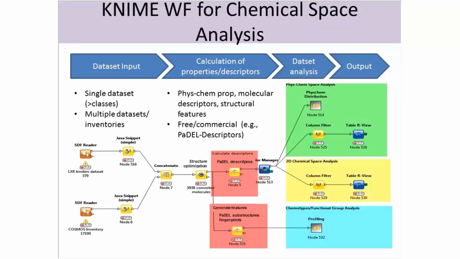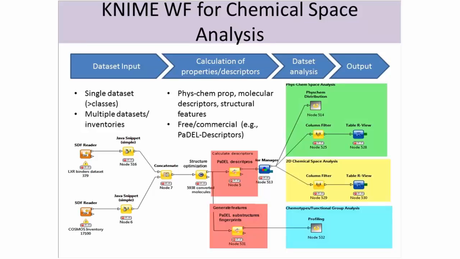This is how the workflow looks in the desktop version. You start first from a data set input, so you can input one single data set that can be maybe characterized by different classes, or input more data sets and then combine. Then you calculate the descriptors, so physchem properties, 2D descriptors, and chemotypes or functional groups.